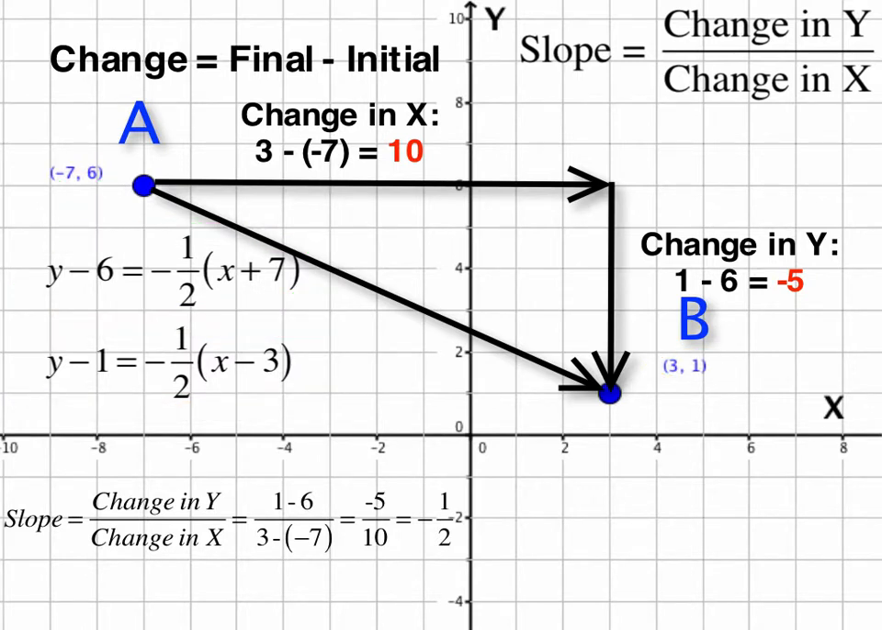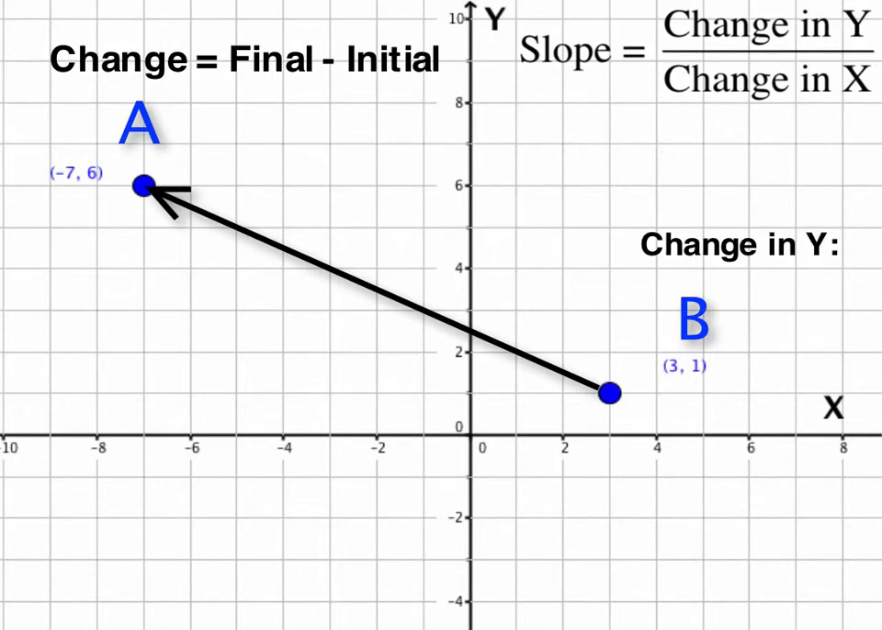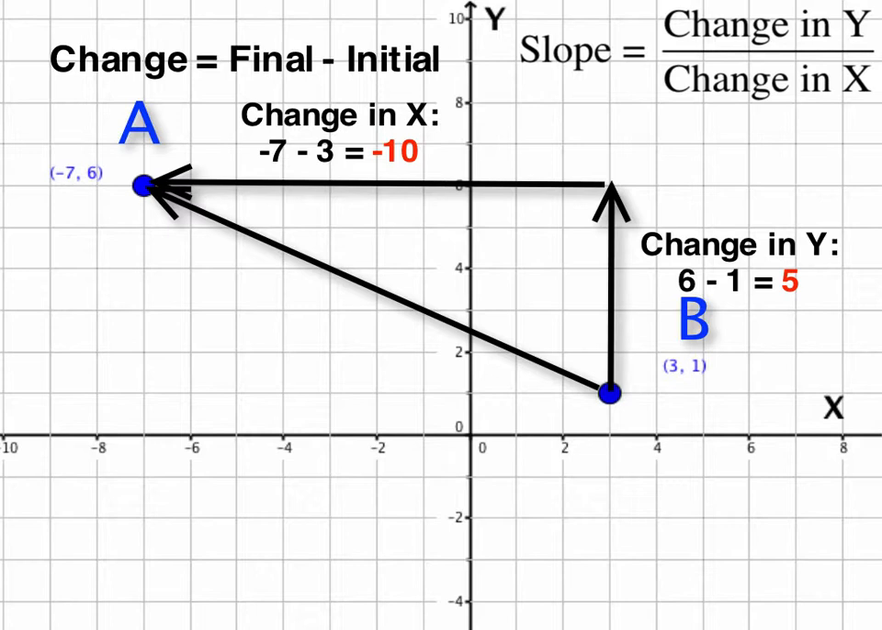Of course, we could have gone the other way as well. Let's start by finding the change in our y values. The change in our y values will now be 6 minus 1 for a grand total of 5. What about the change in our x values? To find the change in our x values, we're going to do -7 minus 3 for a grand total of -10.